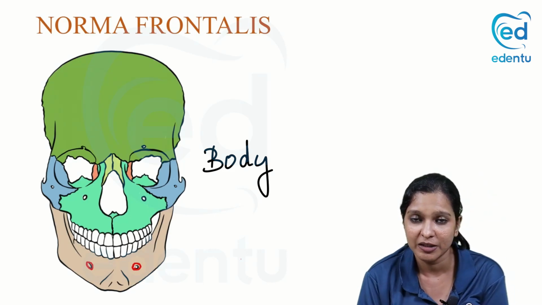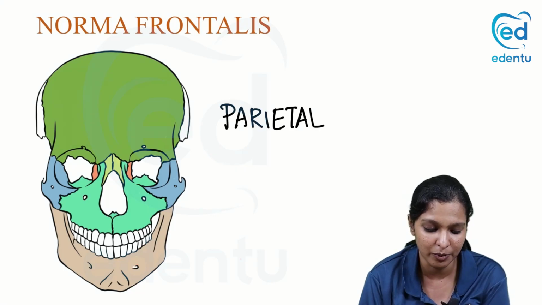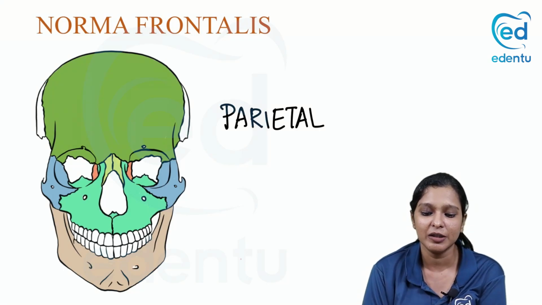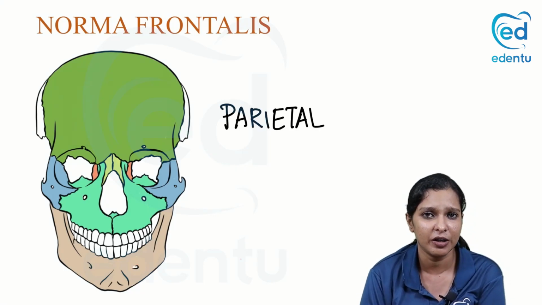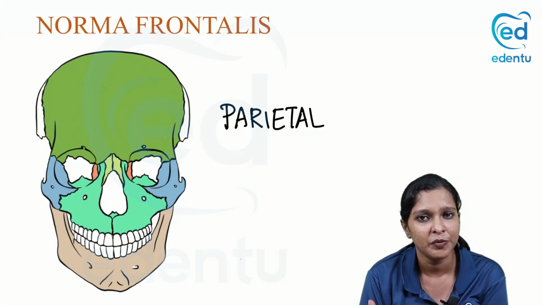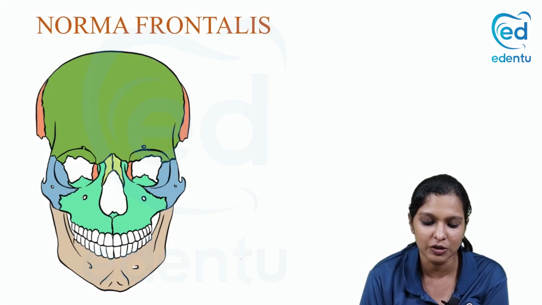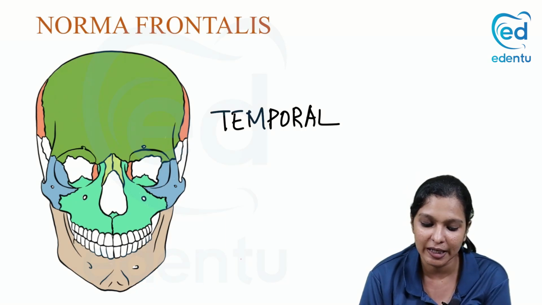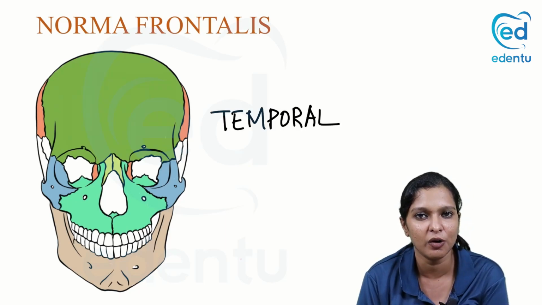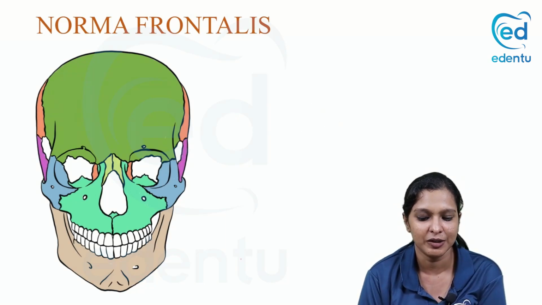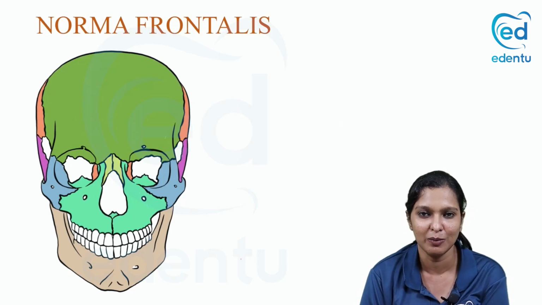So these are all the major bones. We'll also be seeing a few more bones. Part of the parietal bone is seen. It is situated on either side, just behind the frontal bone. So that's the parietal bone. The next bone that we'll be seeing is the temporal bone. Only part of it is seen here. That is the temporal bone.